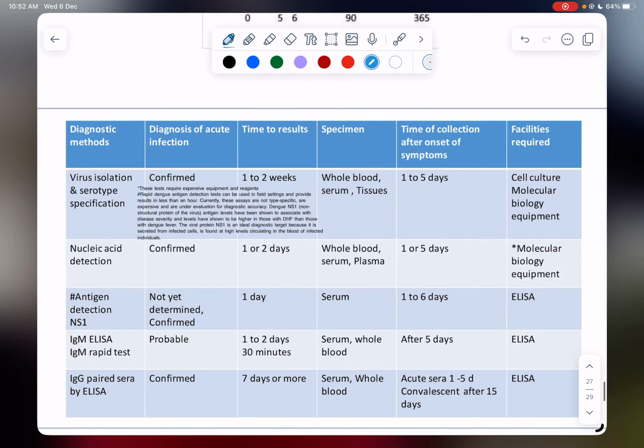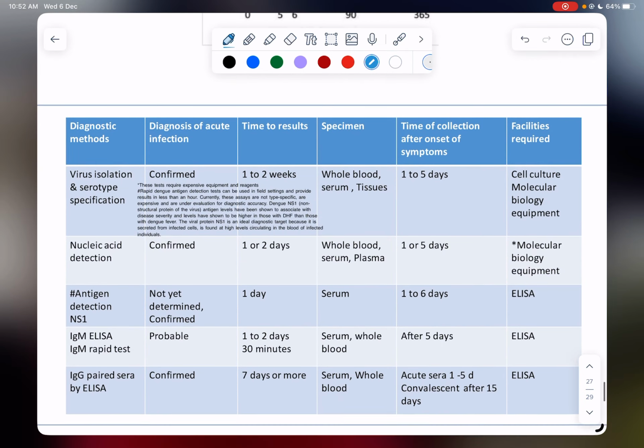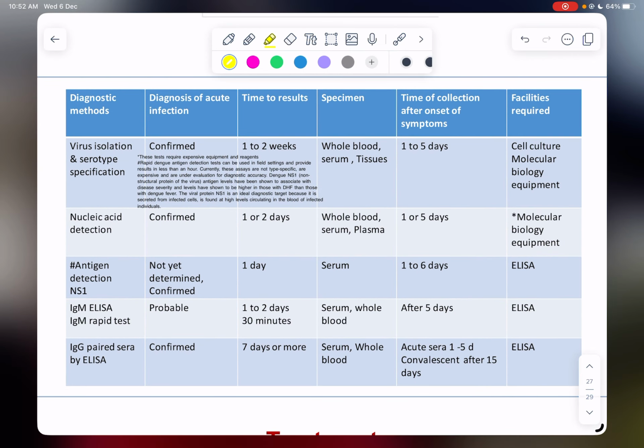Showing you these different types of investigations, their value, time, what specimen you need, when you are going to collect the sample, and what facilities are required.